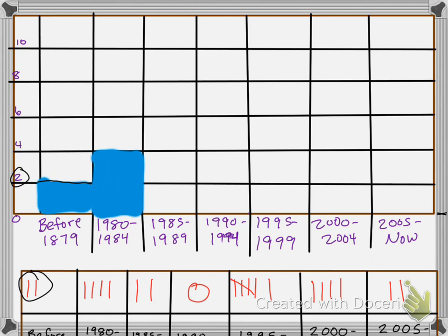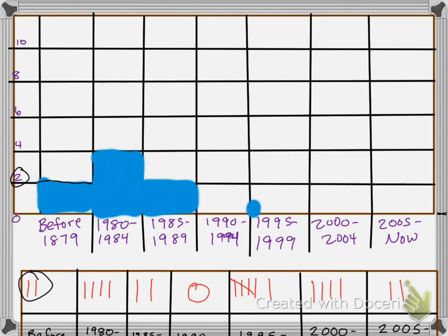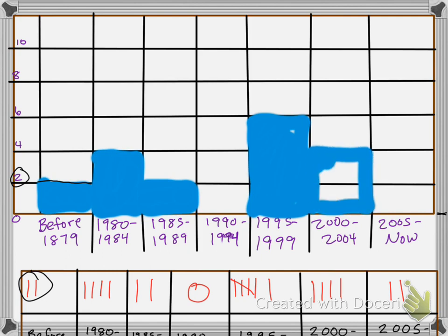Okay. 1985 to 1989 had 2 pennies. 1990 to 1994 had 0, so I'm not going to fill anything in. 1995 to 1999 had 6 pennies, so I had to fill this up to the 6th line. Okay, there were 4, oops, didn't mean to erase that. There are 4 pennies between 2000 and 2004, and there are 2 pennies between 2005 and now.